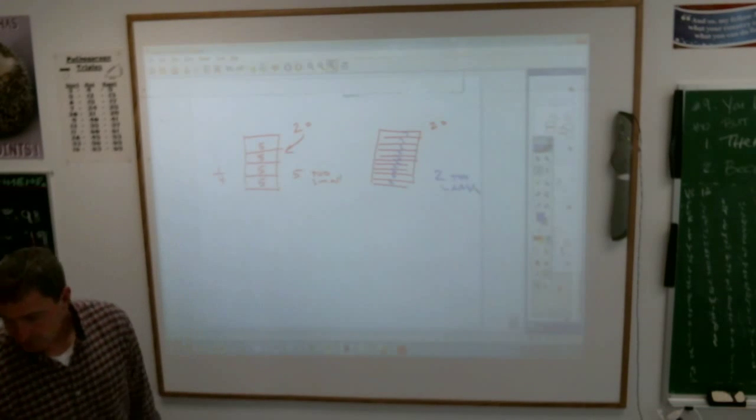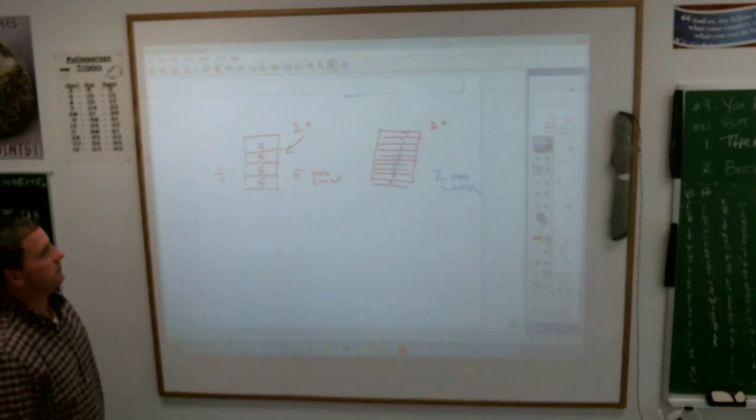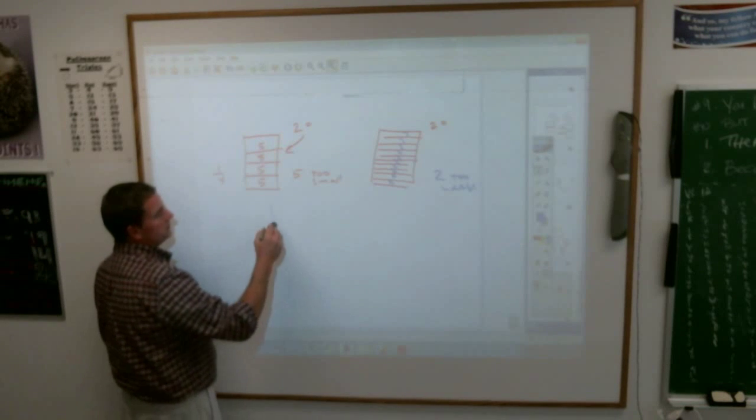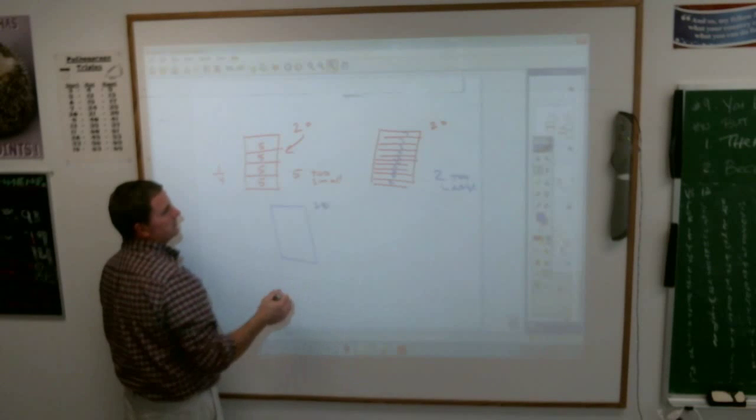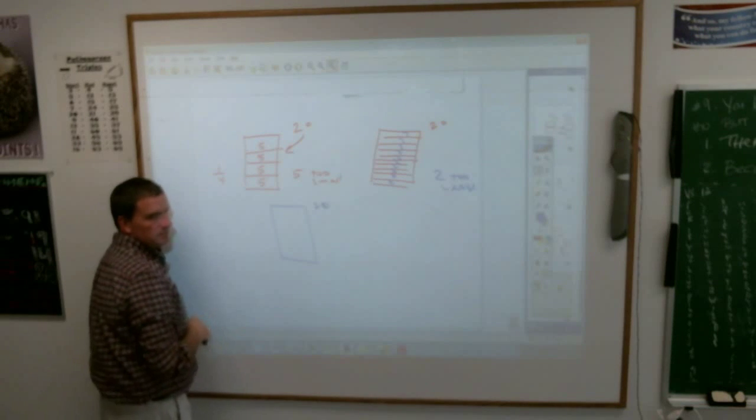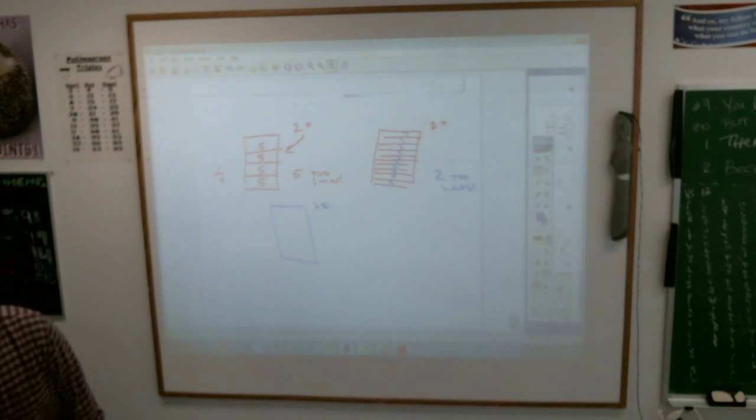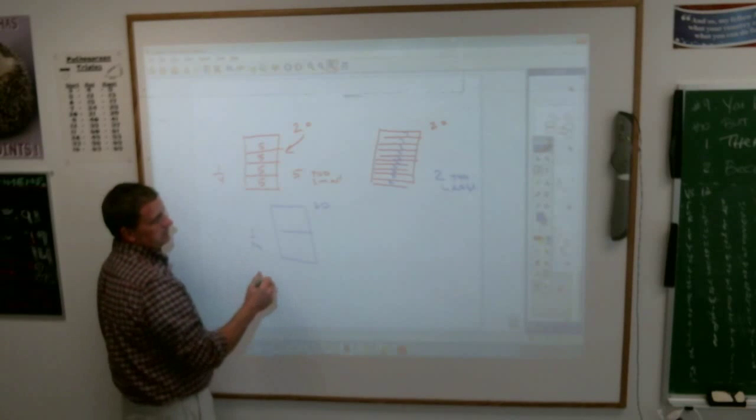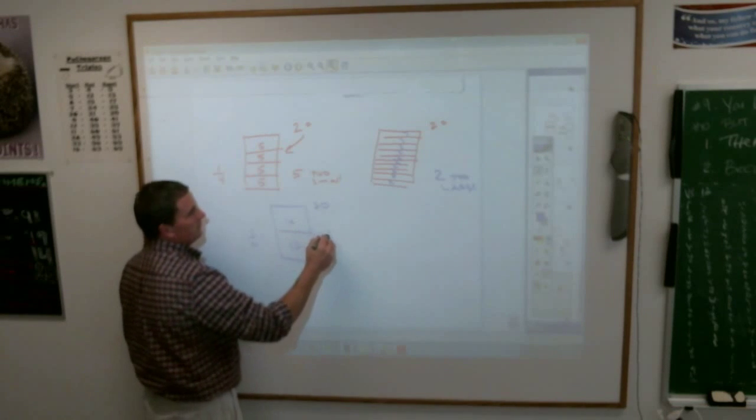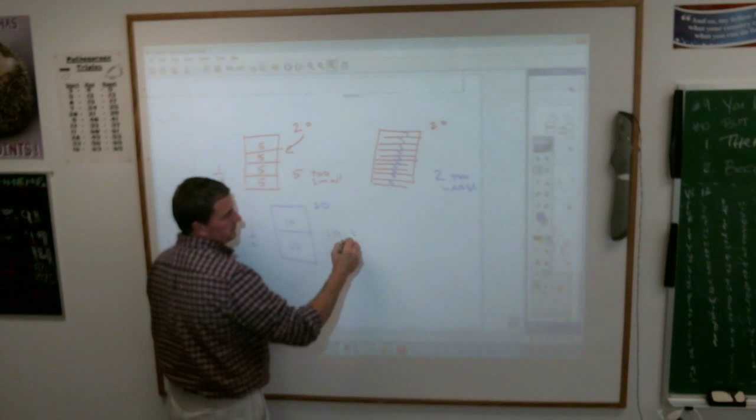Perfect. Then it goes on to say for number 3, how many pumpkins were just the right size? I still have my 20 pumpkins. What fraction is just the right size? What did it say? 1/2 were just the right size. So if I take 20 and cut it in half, it is 10. So I know 10 were just the right size.